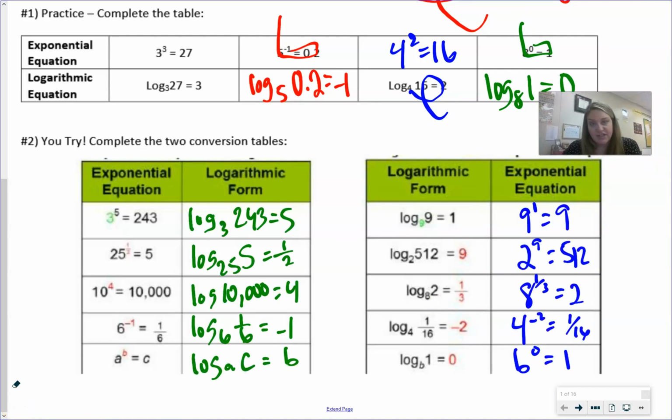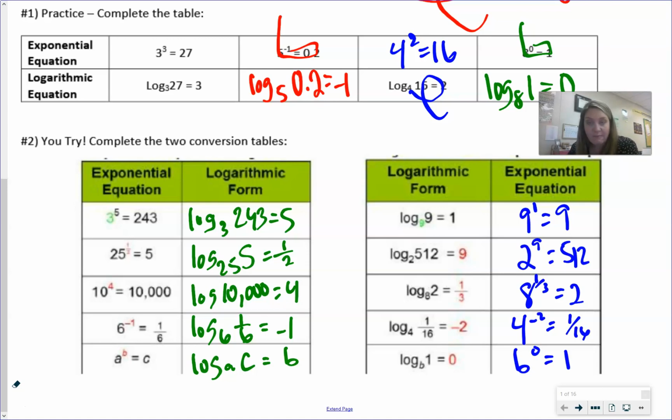All right, check your answers with mine. So in my first table, we have log written first, and then the base still comes right afterwards. So I have a log with the base of 3 of the value 243 equals the exponent of 5. So again, every single piece of my first table should be equal to the exponent. Then we have log of base 25 of the value of 5 is equal to 1/2.